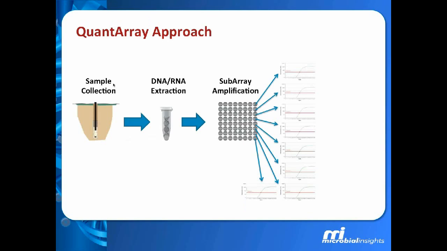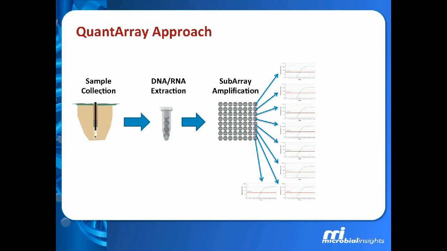The way that it works is very similar to what you just saw for the qPCR, that the sample's collected, DNA or RNA is directly extracted from the sample. Then rather than running individual qPCR assays for each target, the QuantArray platform will give us the ability to run large amounts of assays.